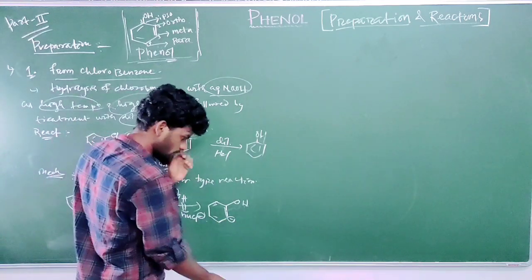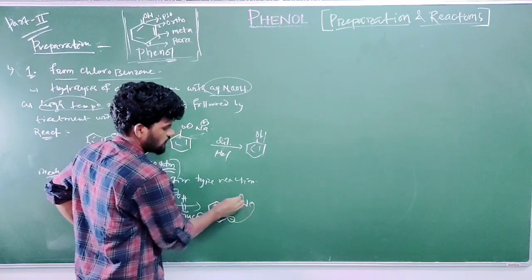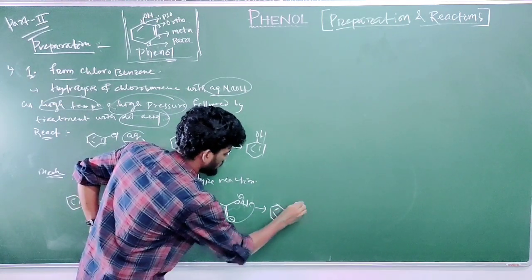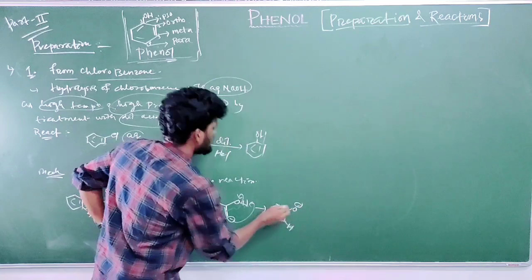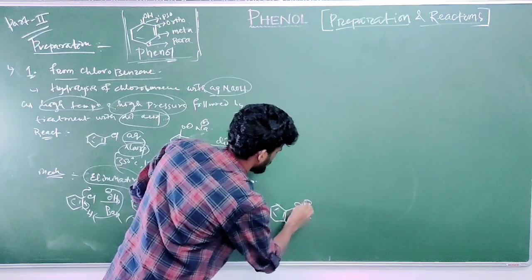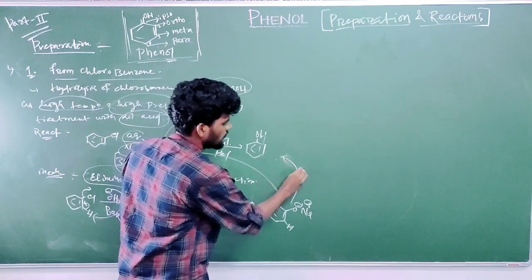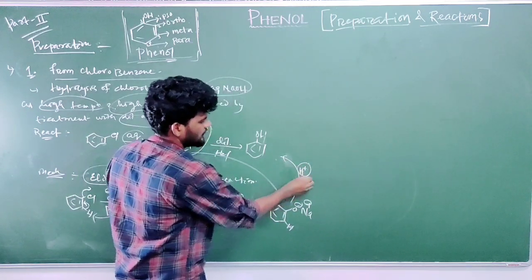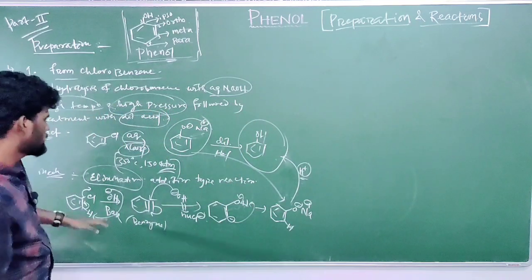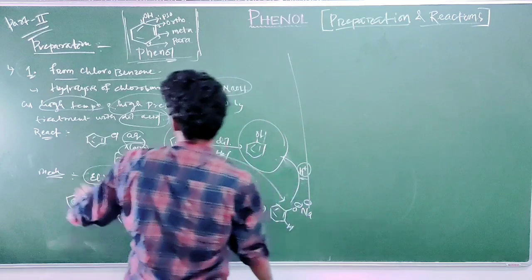In the next step, the negatively charged carbon takes the hydrogen from the OH group and the bond moves over to oxygen, forming O minus with Na plus present in the solution: sodium phenoxide, O minus Na plus. In the next step, if you give dilute acid, the H plus from the acid is taken by O minus to form phenol. Understood? This mechanism is the elimination-addition type. So this is method 1.